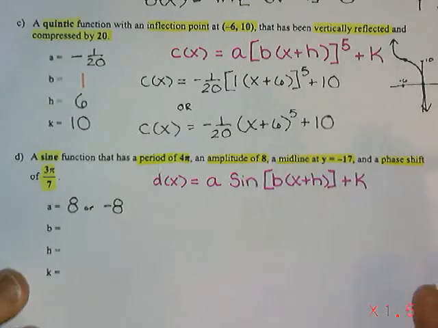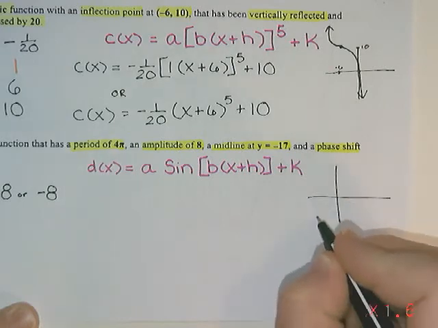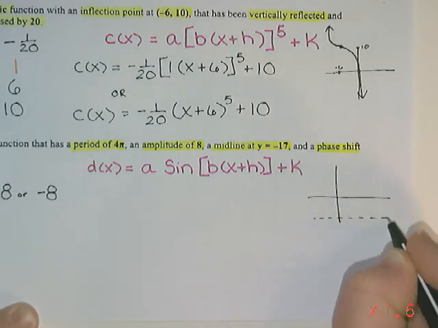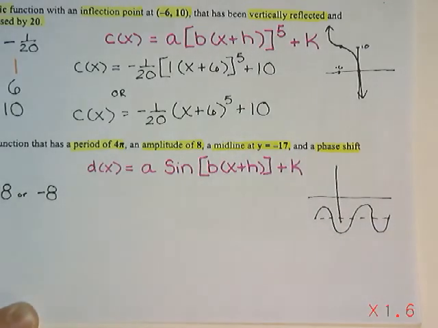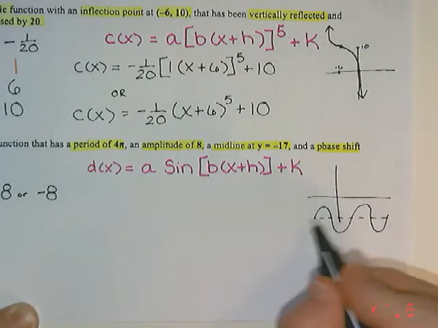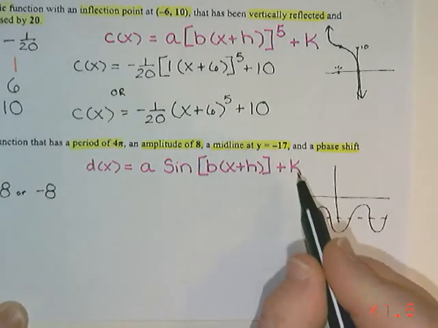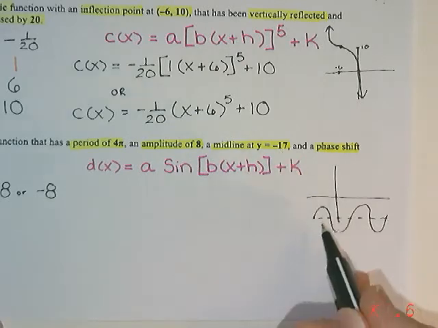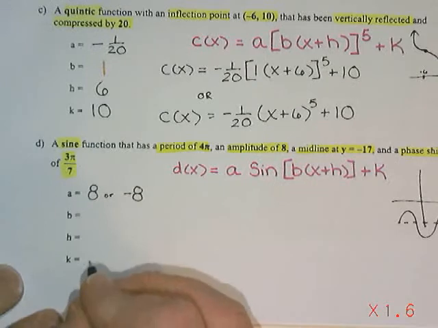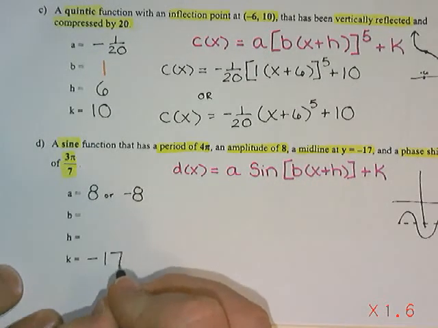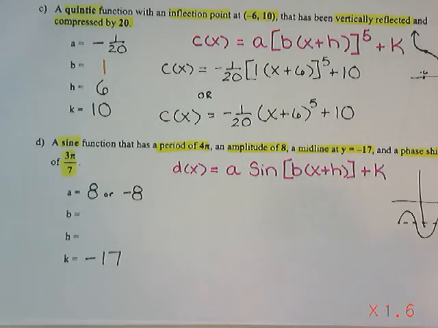The midline is at y equals -17. So the midline on your graph, so that would be down here at -17, is that halfway line on your sine curve, right? What's going to change the midline? Moving it up and down. So this number here gets changed according to whether the graph has moved up or down, which would be k. So in this case, k is -17.